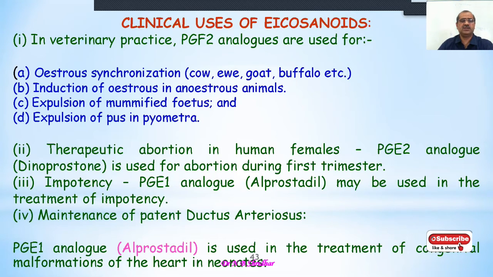trimester. And also in the case of males, PGE1 analog alprostadil may be used in the treatment of impotency, and maintenance of patent ductus arteriosus is also another example. The PGE1 analog alprostadil is used for the treatment of congenital malformations of the heart in the case of neonates.